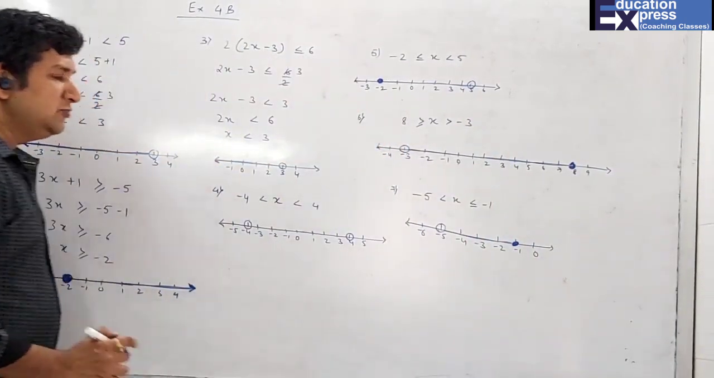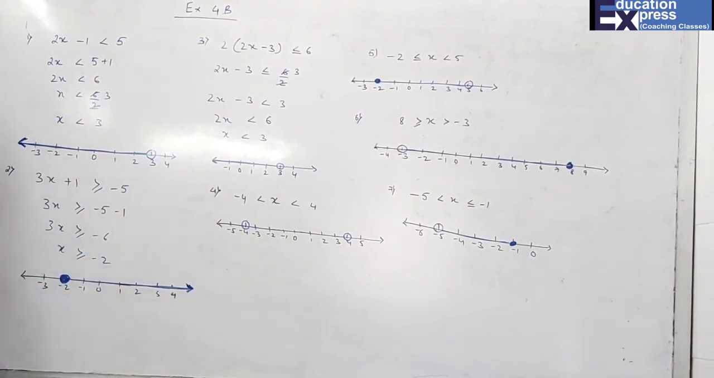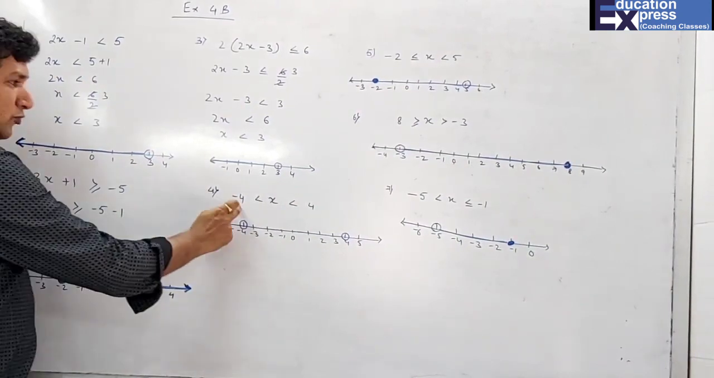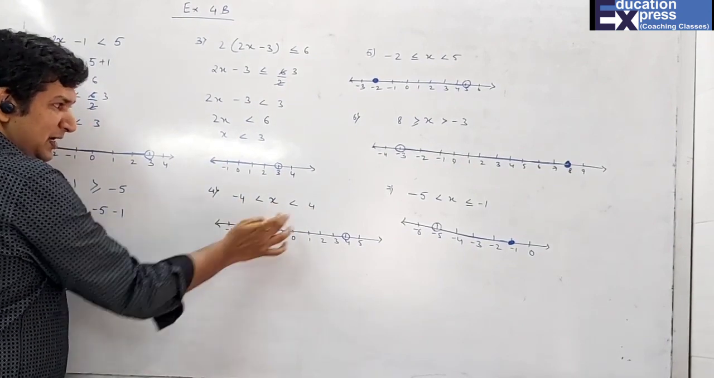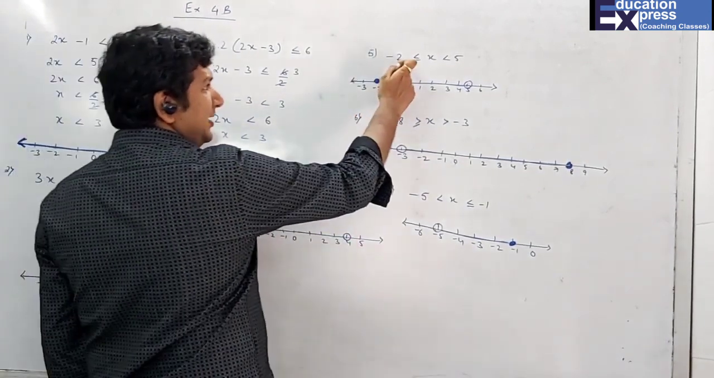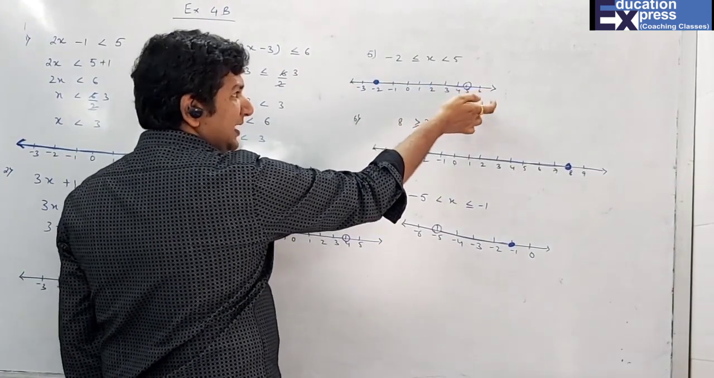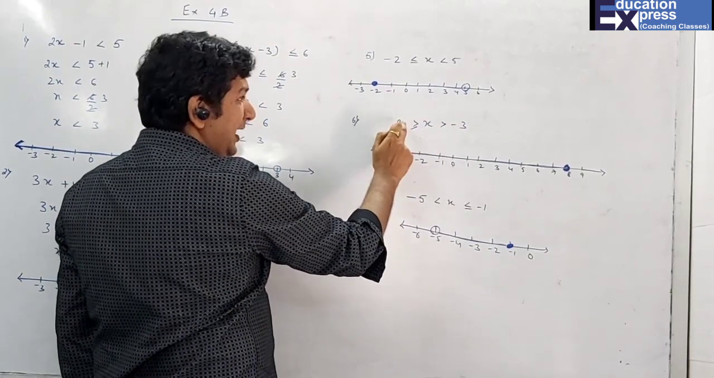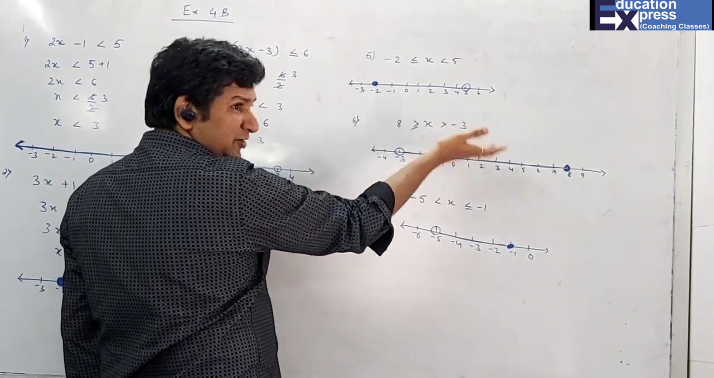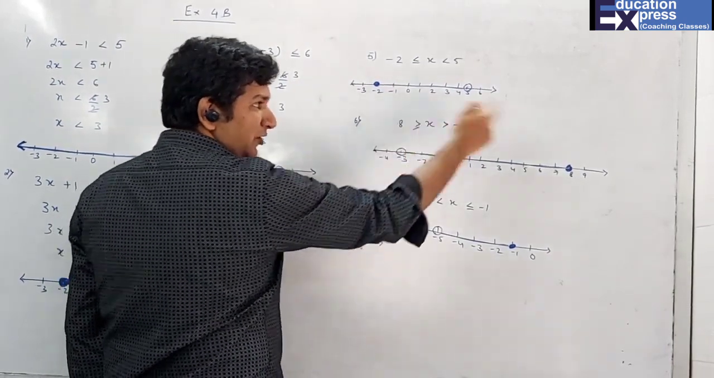And that's done. Students, one more thing you will see over here. In all the cases where you have both side limits, you will see that the left hand side number will always go on the left and the right hand side number on the right. See, minus 2 is on the left hand side, 5 on the right hand side. So the limit of left and right is given to you. One more thing: 8 is positive, minus 3 is negative. The negative is also on the left hand side and positive on the right hand side.